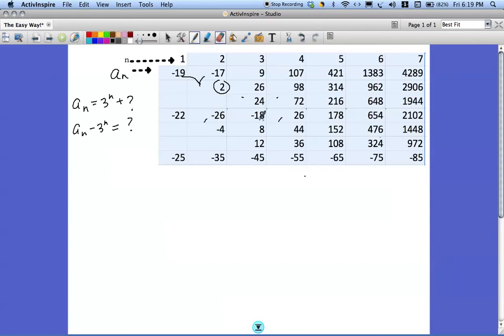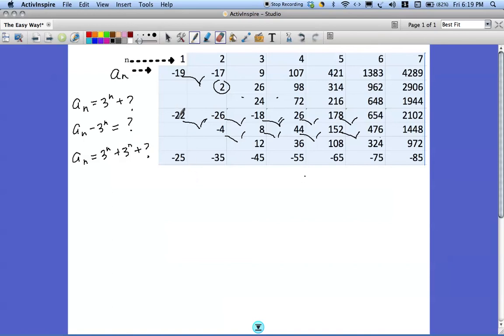So we do this again, and we look at the differences here, minus 26, take away negative 22, and we look at the differences here, etc. And we see that the first time through, it's very difficult to decipher a formula, but that the second time through, again, we're seeing a common multiplier of 3. So that means, again, that 3 to the n is another term that we need in the formula for a sub n. So a sub n is equal to 3 to the n plus another 3 to the n, and then we have to figure out what's left.